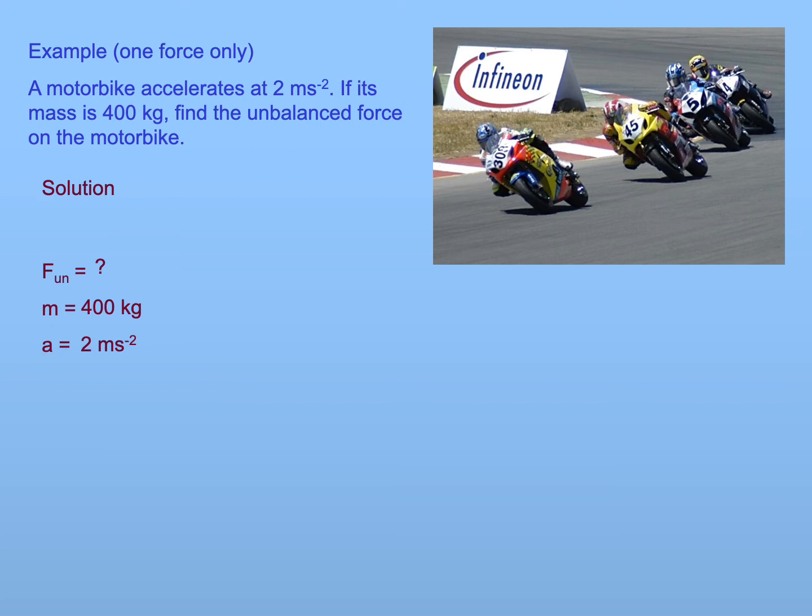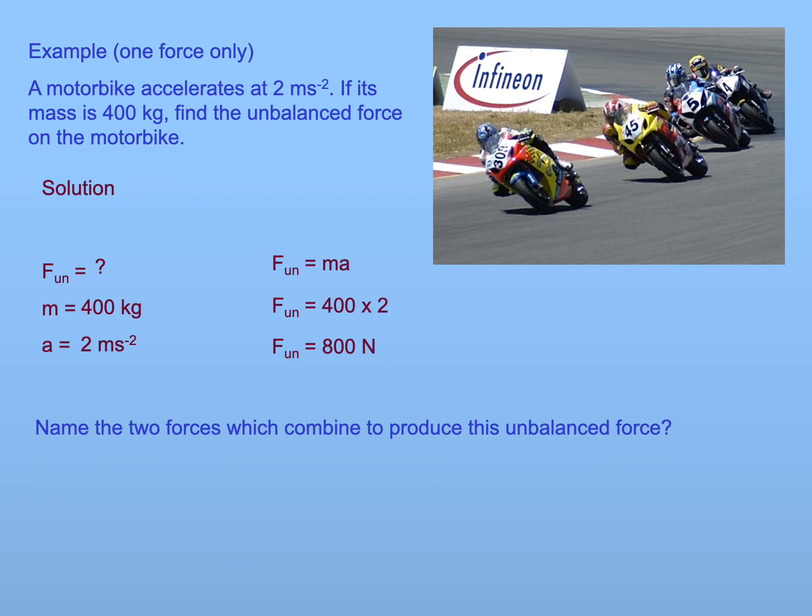F unbalanced is the unknown. Restate our equation. And the unbalanced force on the motorbike is 800 newtons. Now in real life, let's name the two forces which combine to produce this unbalanced force.